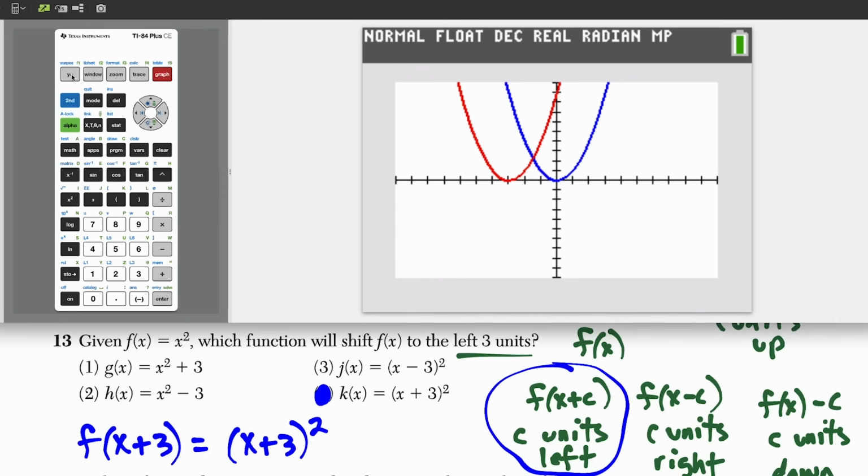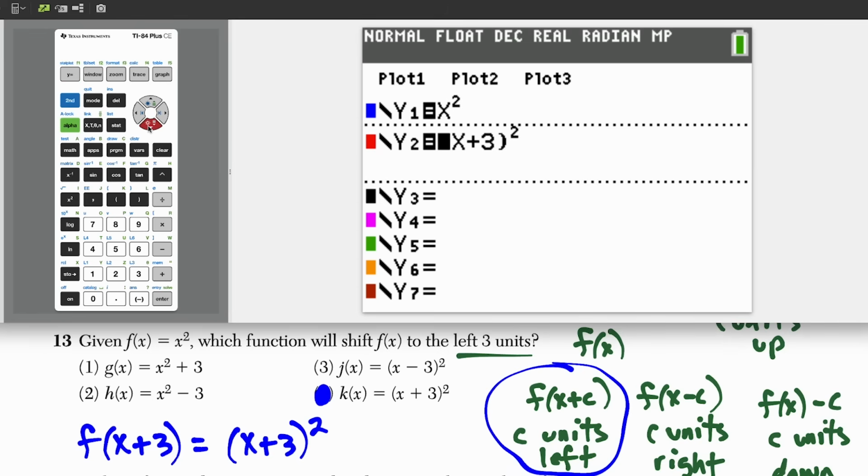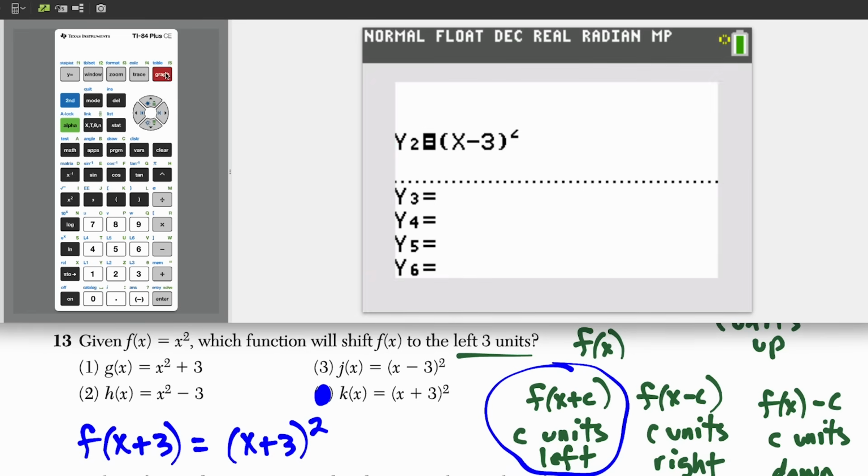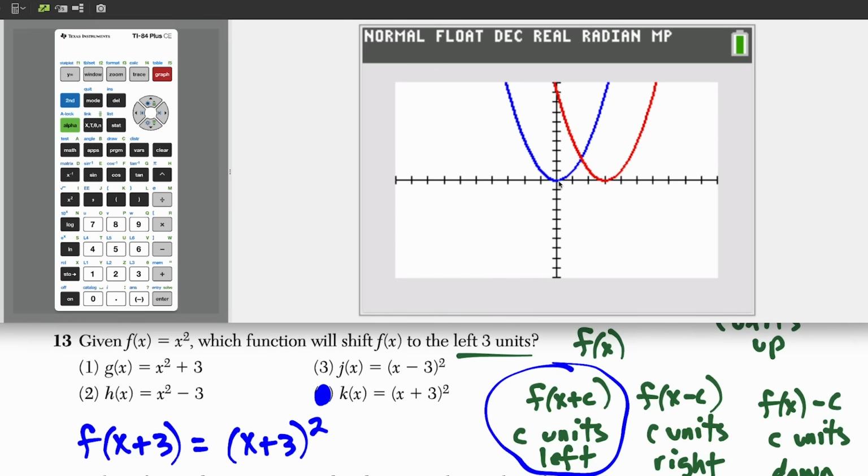If I type in one of the wrong answers, like let's say instead I typed in choice 3 and I have x minus 3 in parentheses squared, which is a very common mistake because when people hear left, they think minus. So they just quickly choose choice 3 without actually investigating. But notice this actually sends the original graph to the right 3 units, not left. Okay, so choice 4 is definitely correct.